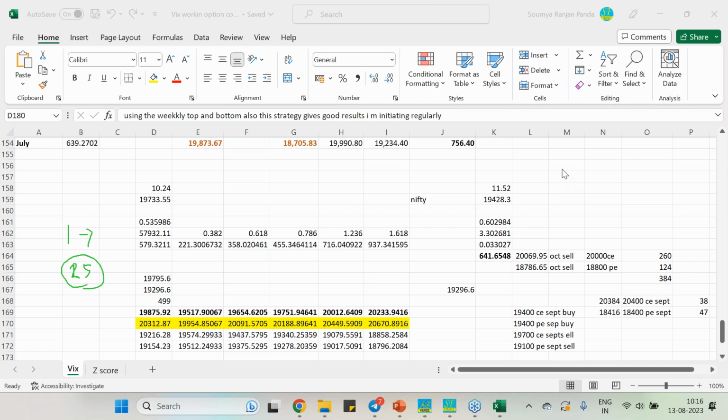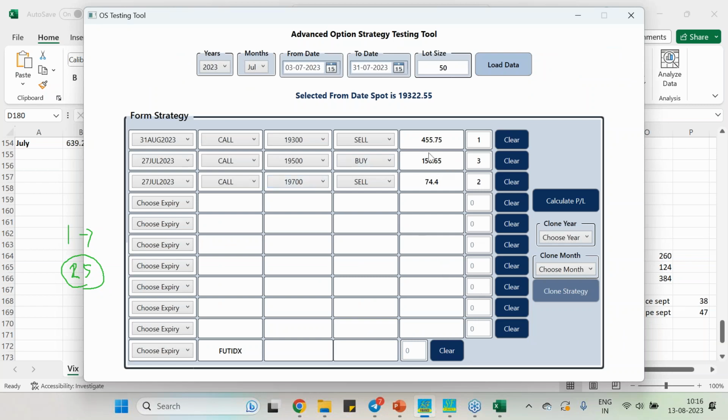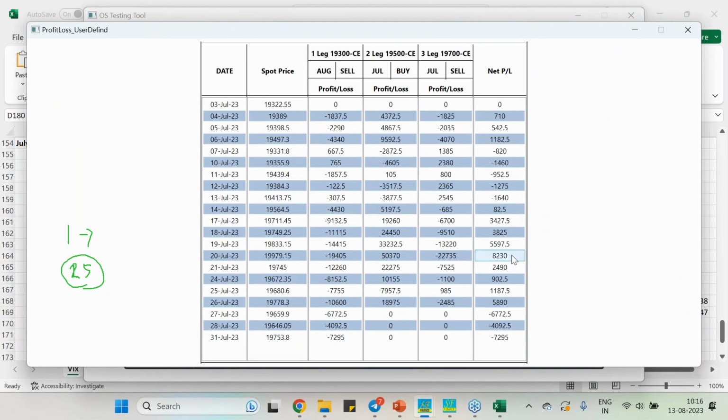Say, for example, we have seen this particular call option, and here we have come to a profit of 8,230. We have sold August, bought this one, bought this one. Now 9,900. So we have penetrated 19,900, 19,700. Above we have gone 200 points. Say this profit has come at 19,700. So 3,000 rupees profit is there. I don't want to miss this 3,000 rupees.